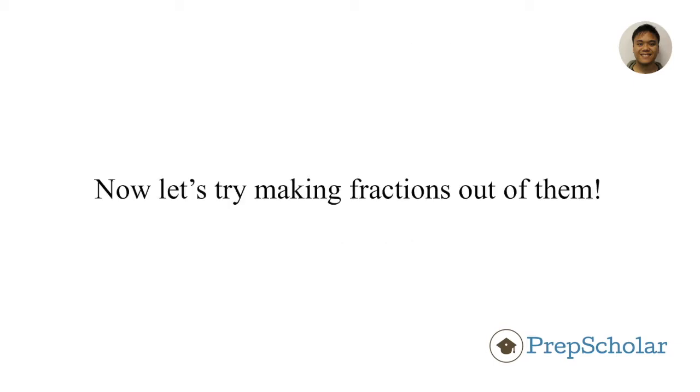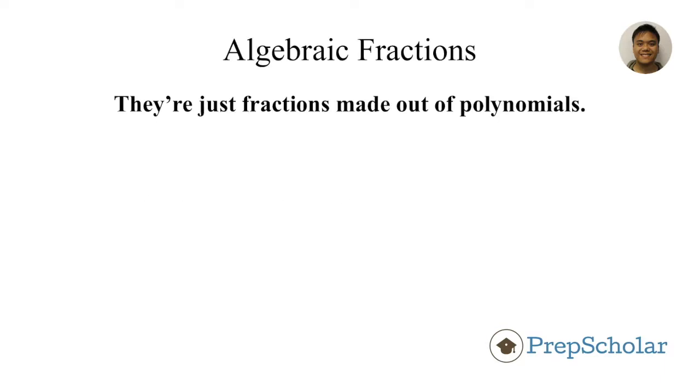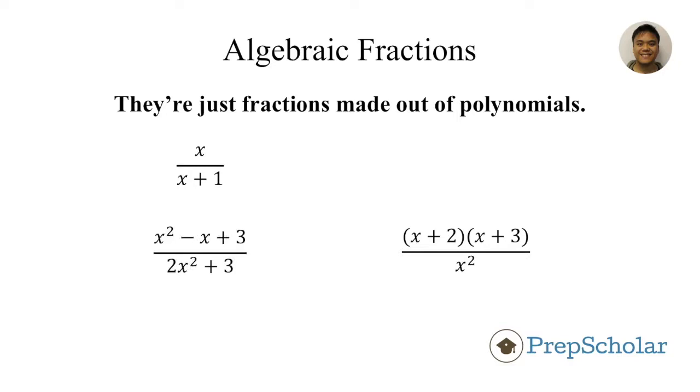Now, let's try making fractions out of them. Specifically, they're going to be called algebraic fractions, and they're just going to be fractions made out of polynomials, a polynomial on the top and on the bottom. For example, x over x plus 1. X is a polynomial, and x plus 1 is a polynomial. You can also have x plus 2 times x plus 3 over x squared. When you multiply at the top, you'll get a polynomial, and x squared is already a polynomial. You can have x squared minus x plus 3 divided by 2x squared plus 3. Both the top and the bottom are polynomials. And you can have x squared plus 5 over x minus 1.